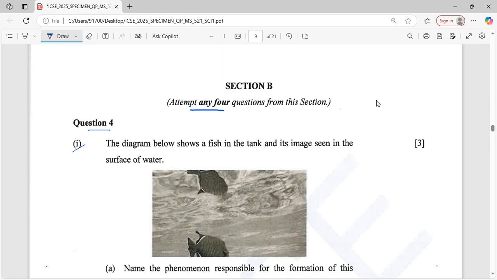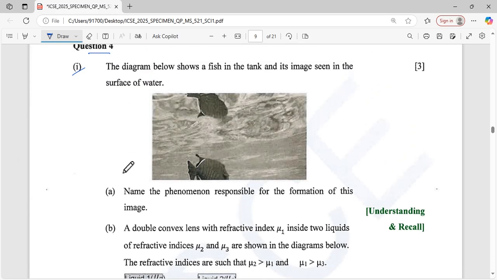The diagram below shows a fish in a tank and its image seen in the surface of water. So here we see a fish, and here the object, and that is the image in the surface of water. Name the phenomenon responsible for formation of this image.